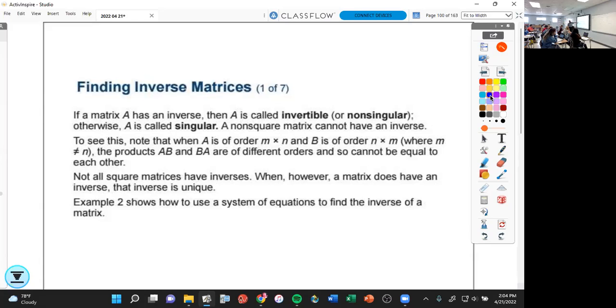To see this, note that when A is of order m by n and B is of order n by m, where m and n are not equal, the products AB and BA are of different orders, right?